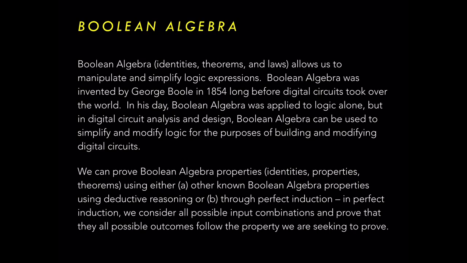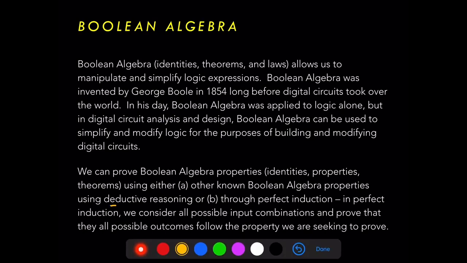We can prove Boolean algebra properties and come up with more properties using one of two different techniques or a combination thereof. The first uses deductive reasoning, whereby we apply existing properties to come up with new ones. The other is through perfect induction, whereby we consider all possible input combinations for a particular property and prove that the relationship works for all possible input combinations. We'll look at both types of proof today.